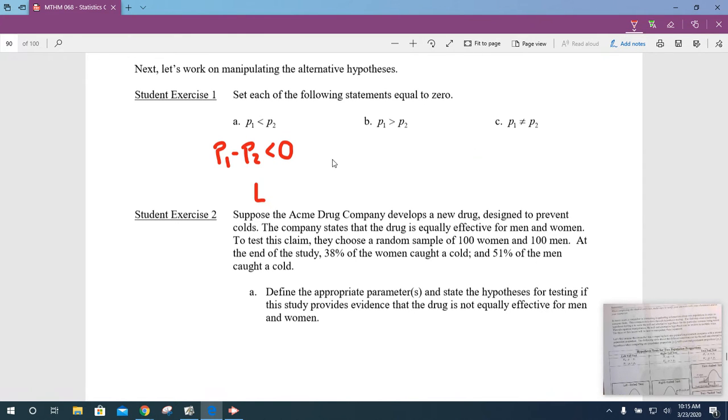On my second one, I take my P1 value and subtract my P2 value, and I'm looking for a greater than situation. It's going to be greater than 0. I'm looking for a positive number, so I know I'm looking for a right tail test. And lastly, P1 not equal to P2, and it's just a statement. We would never write this in H sub 0, because remember, we don't use not-equal in H sub 0. In fact, none of these are H sub 0, but it could be an alternative. In that alternative, we would say P1 minus P2 is not equal to 0, meaning two tail.